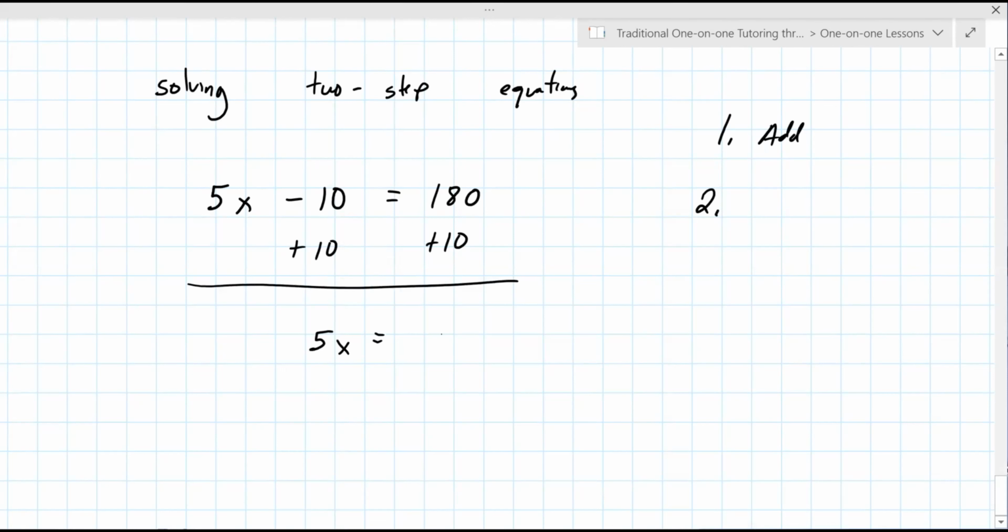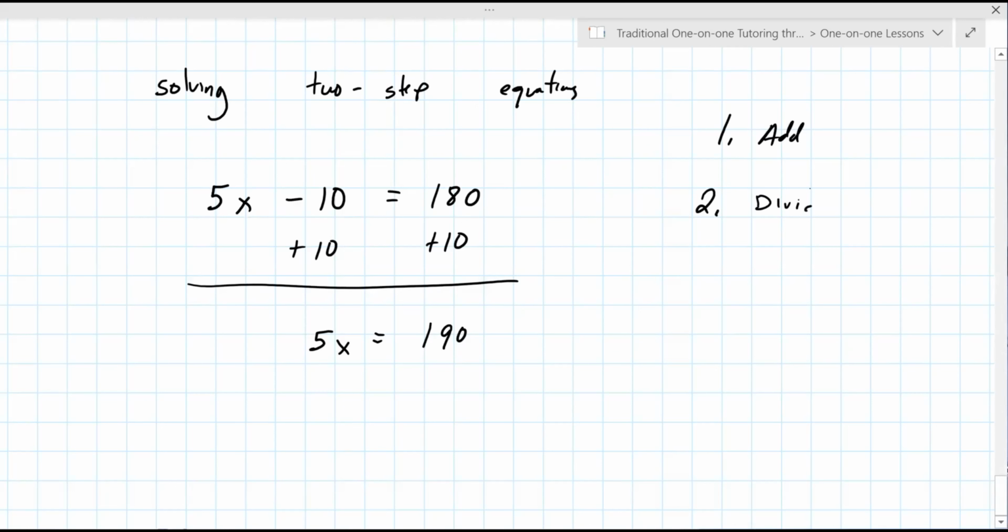That is going to be negative 10 plus 10, right? Yes, and it cancels out. It's 0, and 180 plus 10 is 190. Okay, so now what's the second step?